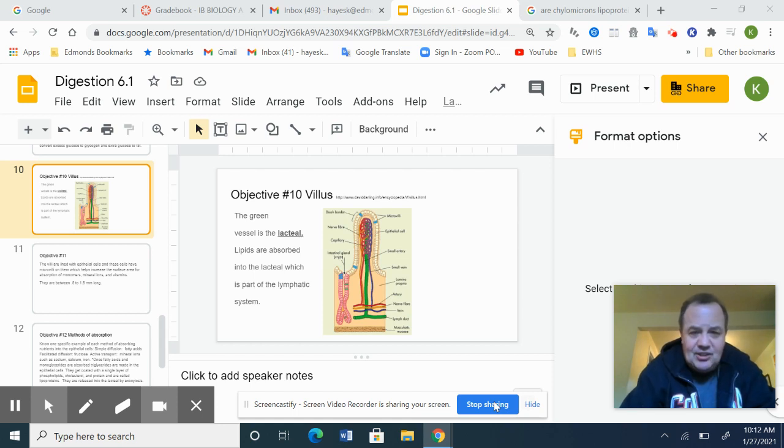The previous slide has some information about starch digestion that's important, but I don't think I need to comment further than what's on the slide. This is a really important slide here on the villus.